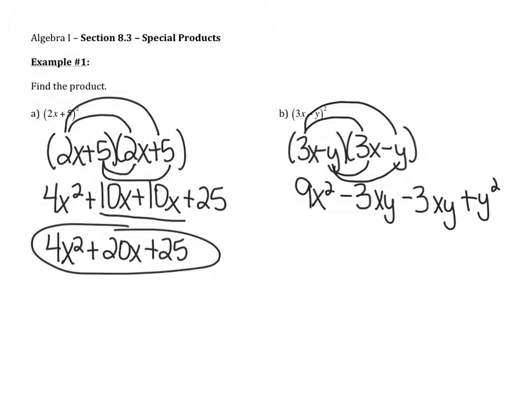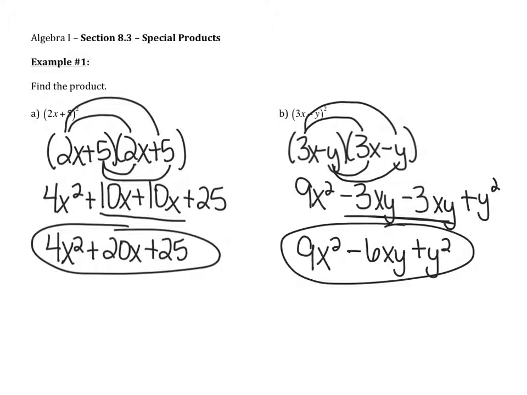So now, after I've distributed everything, I'm going to combine like terms. So I would have 9x squared, and then negative 3xy minus 3xy would be negative 6xy, and then I would just have that plus y squared. So again, this would be the product. And again, if I had just distributed the square like many of you may be misconceived, we would have lost that middle term that we needed if we actually did it the correct way.